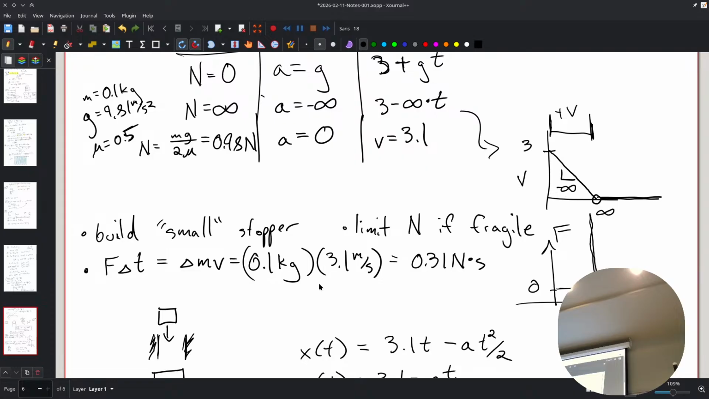If there's no normal force, then there's no braking. And if it's infinite, it'll stop it. It will not be any force. Both directions.